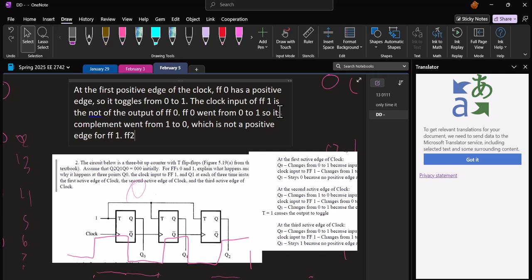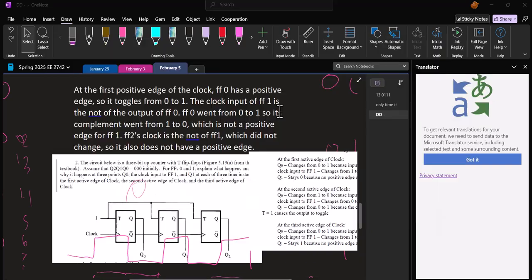Flip-flop 2's clock is the not of flip-flop 1, which did not change, so it also does not have a positive edge. Okay, that makes sense. Do we have to do that for every single positive edge? I think only for 3, right? For 0, 1, and 2.